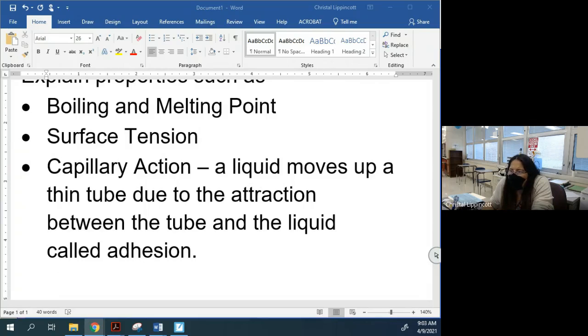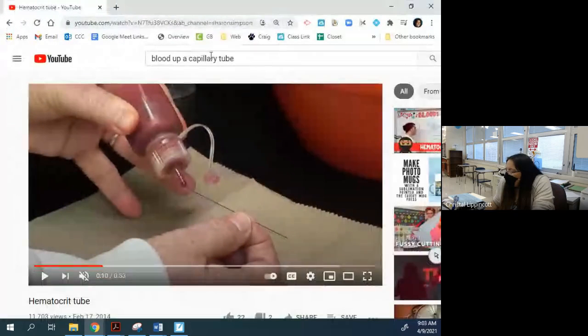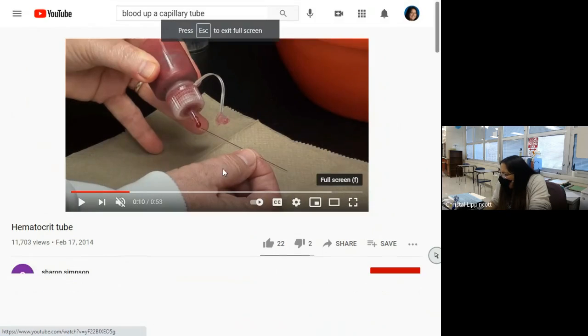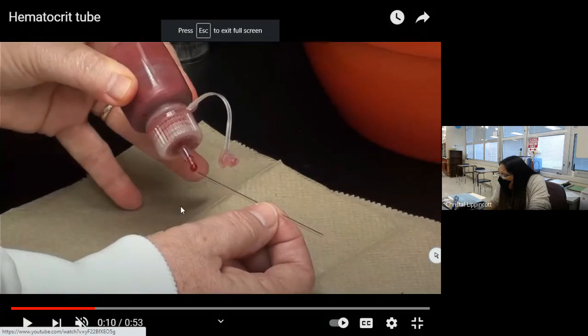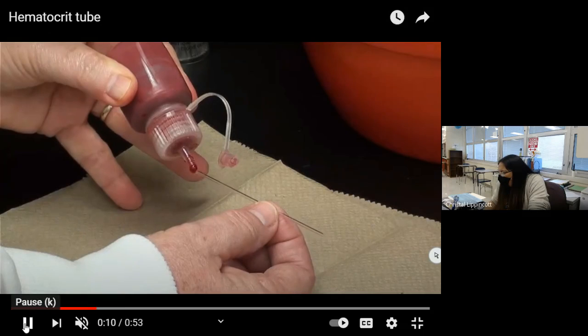Okay, so this is cow blood, so you don't have to like faint on me or anything. But this is called a capillary tube here. So just pretend that this is like red water, so you don't faint on me. But what I want you to see is the capillary action. This tube is just like a straw essentially. And what happens is when they put that water droplet on there, watch what happens to it.